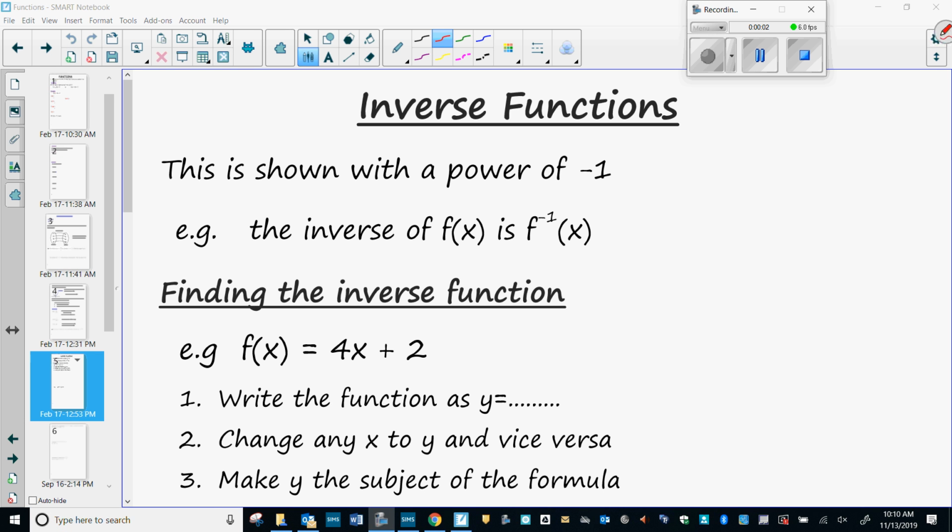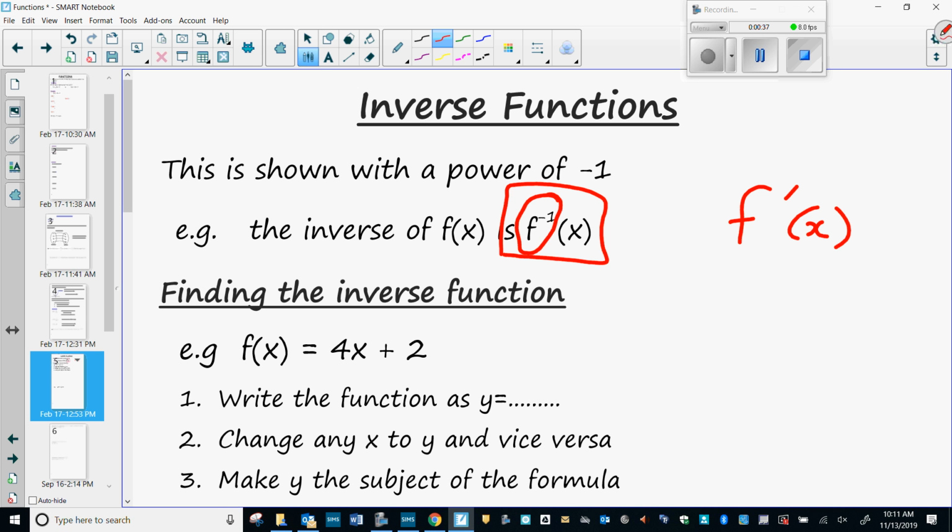All right, okay, so we're on to inverse functions. If you see something that looks like this, with a power of -1, then what you're doing is finding the inverse function. Later on we're going to talk about differentiation, and that is shown by f'(x). Often people get the two mixed up, so please make sure that when it's a -1, we're finding the inverse.